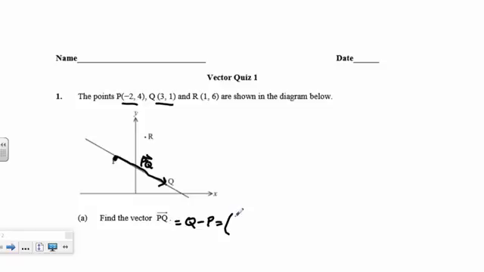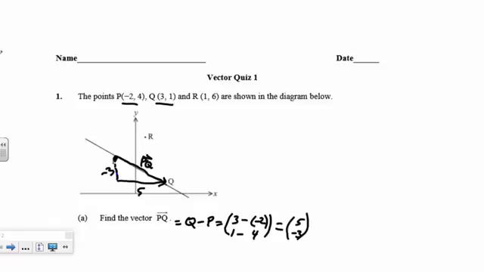a matrix. So what I'm going to have is 3, which is the x component, minus the x component of P. And then I'm going to have the y component of Q, which is 1, and subtract the y component of P, which is 4. So 3 minus negative 2 is in fact 5, and 1 minus 4 is negative 3. What this basically means is that on the y side, I'm going to go down 3, and I'm going to go over 5. So that's pretty much what that's showing you.